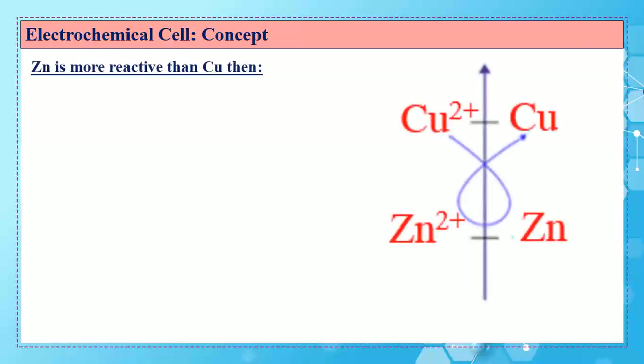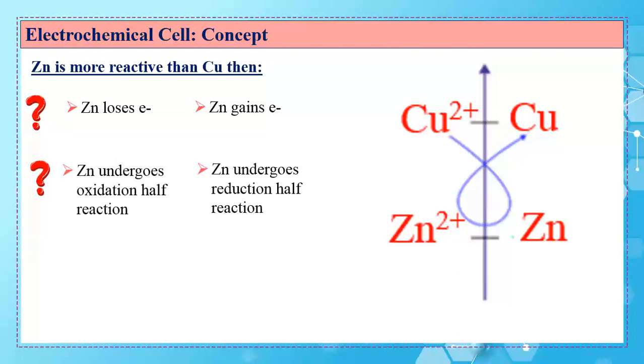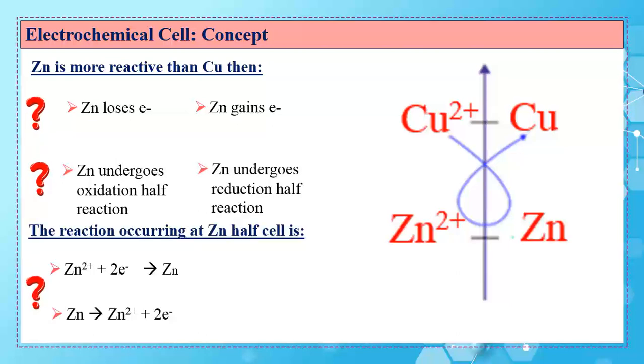Given that zinc is more reactive than Cu, then what do you think will happen? Will zinc lose or gain electrons? And thus, will it undergo oxidation or reduction half reaction? What will be the correct half equation for the zinc half cell? Take a moment and choose the correct answer according to this electrochemical classification. Well, as you can see here, zinc is a stronger reducing agent than Cu.